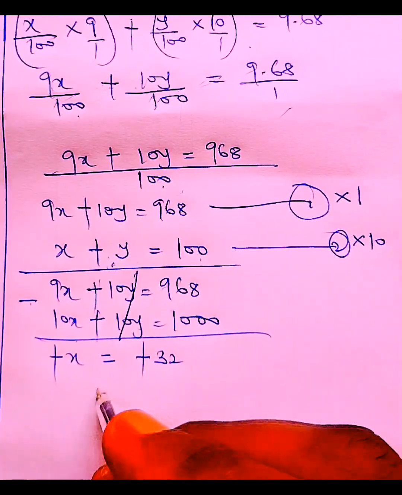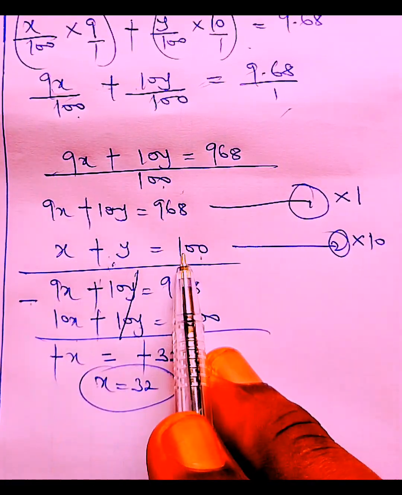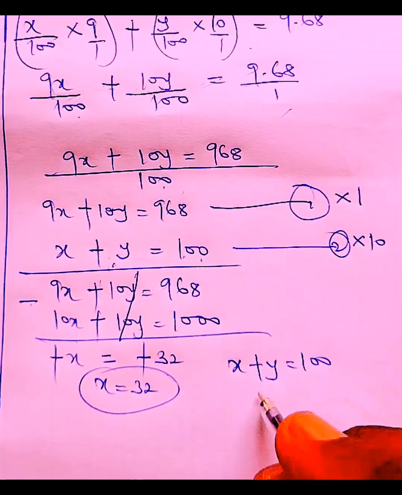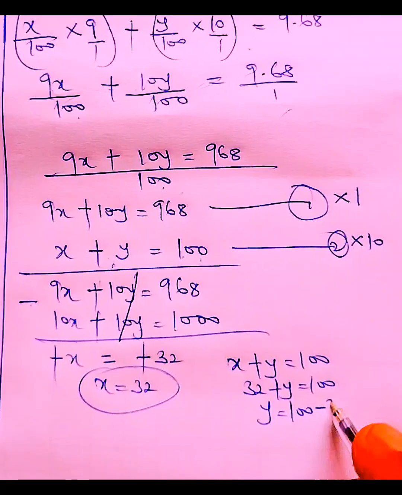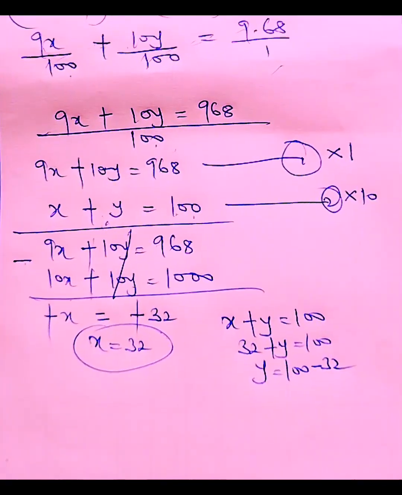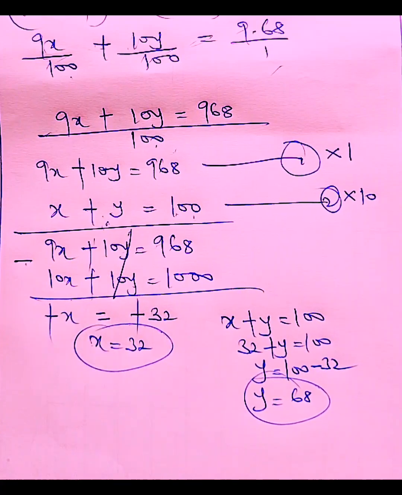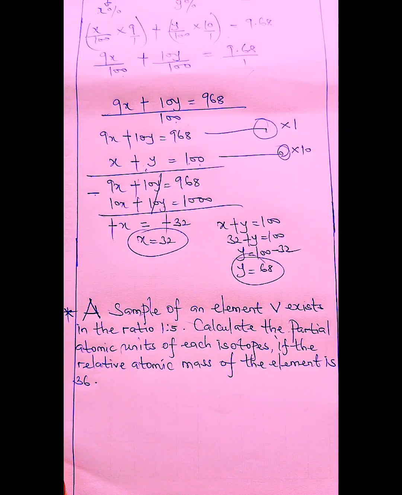What do we do next? So x is 32. If x is 32, substitute it here in equation 2. So x plus y is 100, x is 32 plus y is 100. So y is 100 minus 32. We're almost there. So y is 68. So x is 32%, y is 68%. As simple as ABC.